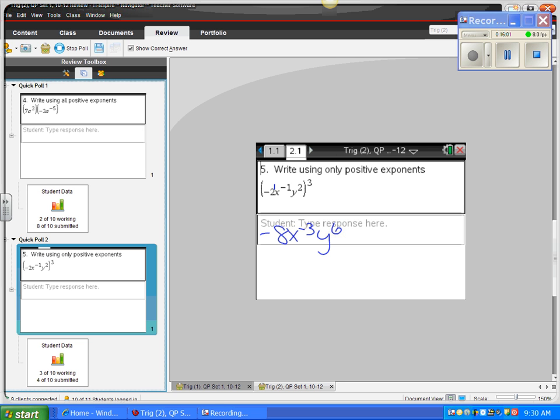Do I like negative exponents? Where do I put them? That's right. Unless they're already in the bottom, then we bring them to the top. So negative 8, y to the 6th, x cubed.